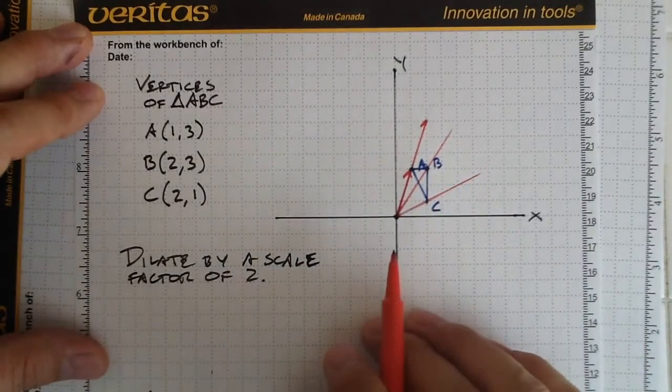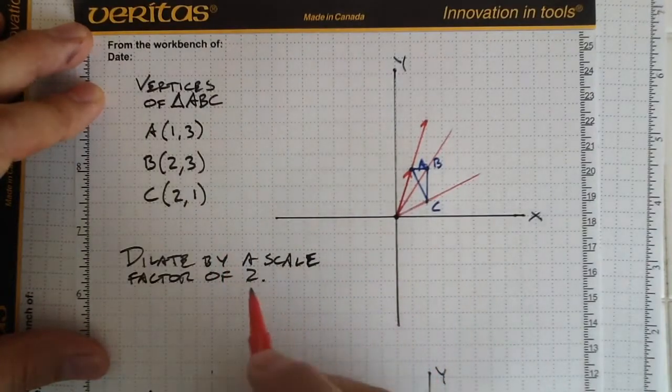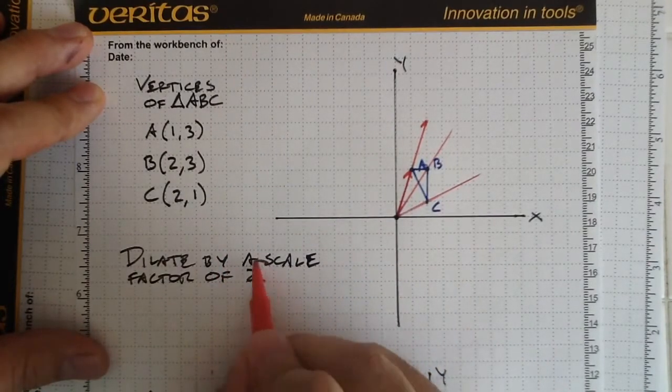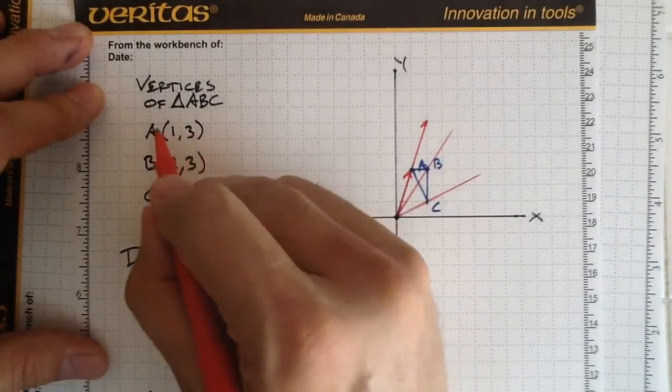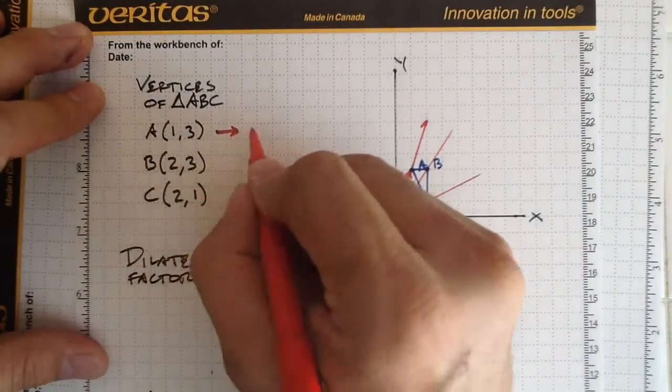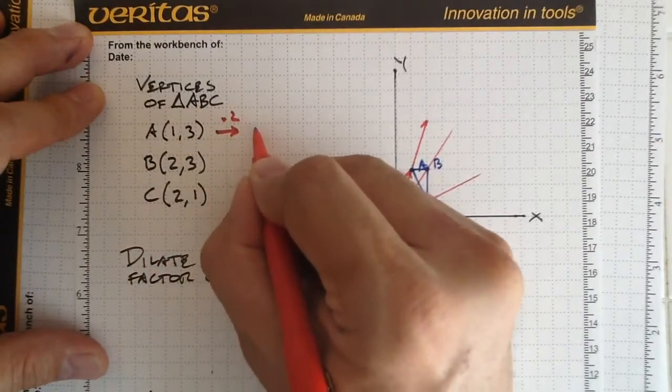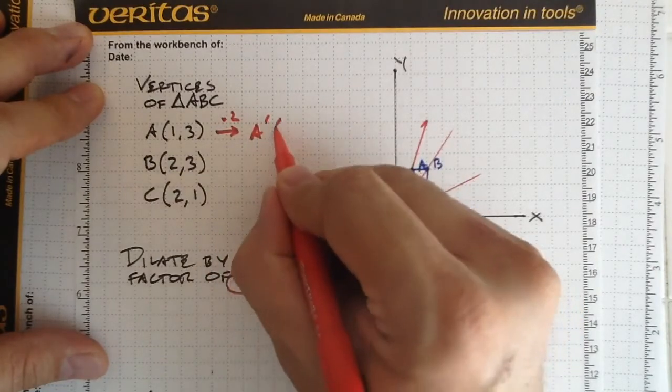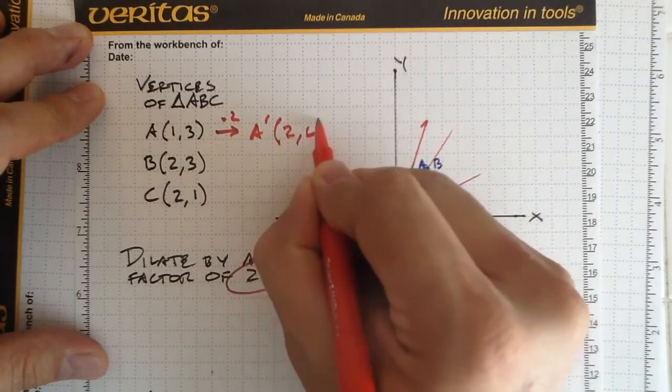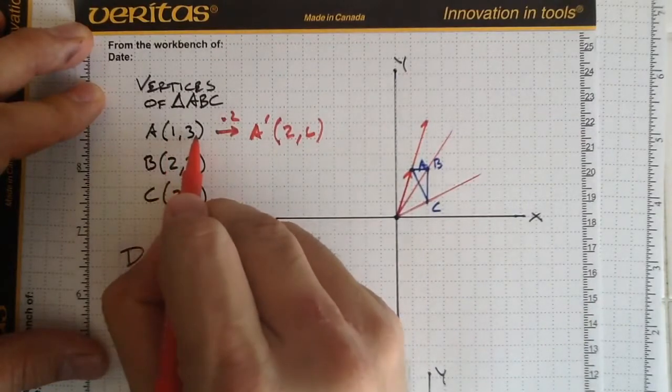Now, to find this mathematically, of course, like was said earlier in the presentation, we're going to take the scale factor of 2, and we're just going to multiply everything by it. So in other words, I'm going to do times 2. And so A prime is going to end up at the location 2, 6. I just doubled both my coordinates.